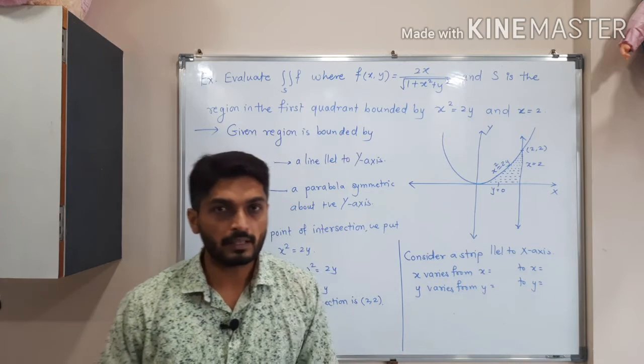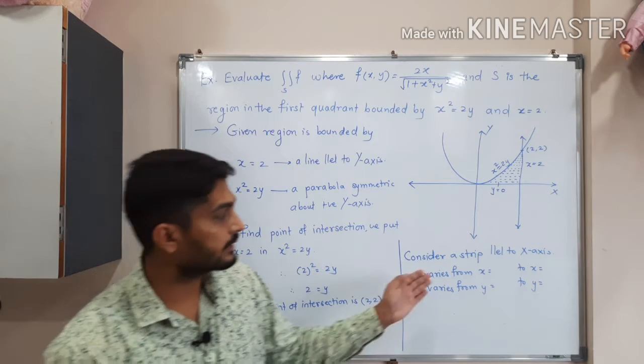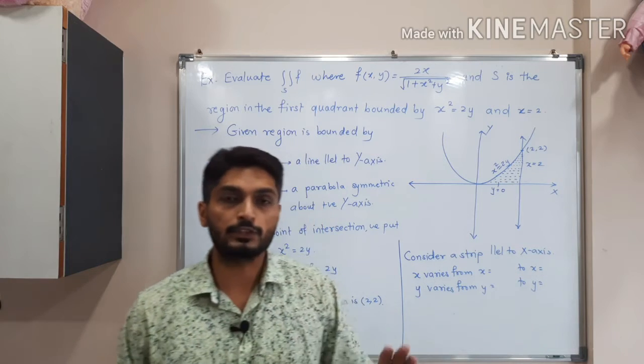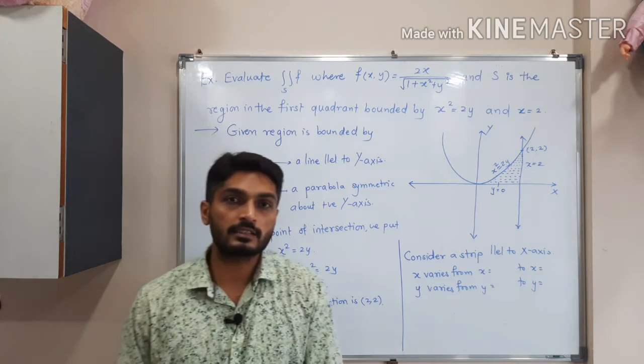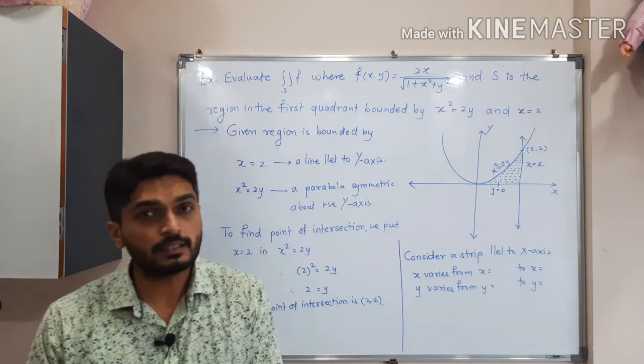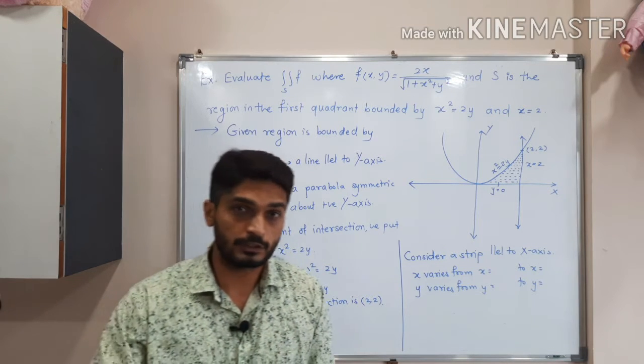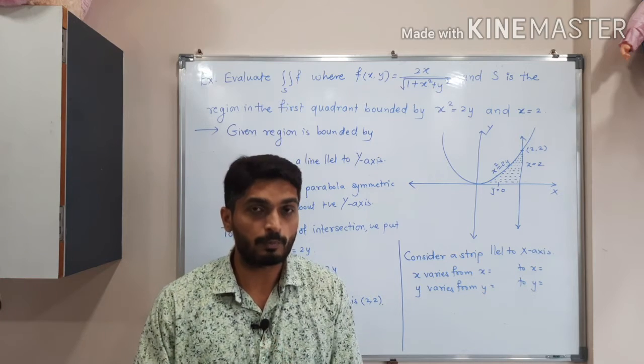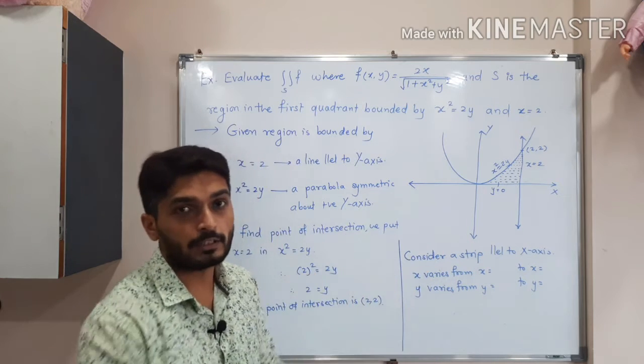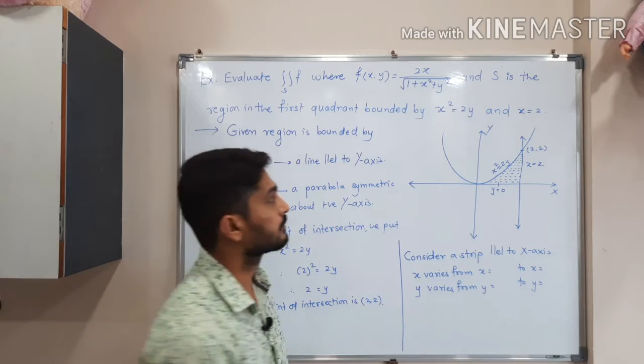When we consider a strip parallel to y-axis, that time we write first y varies from, and after that we consider x varies from. But here our strip is parallel to x-axis, so that's why I'm writing x varies from first, and after that I'm writing y varies from. Now our strip will be parallel to x-axis.